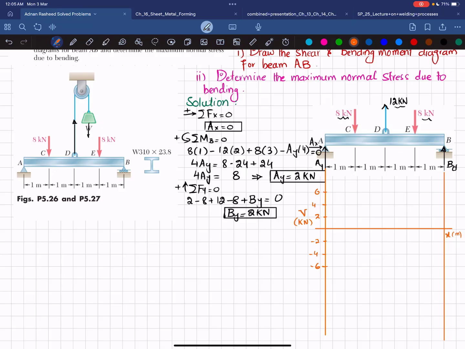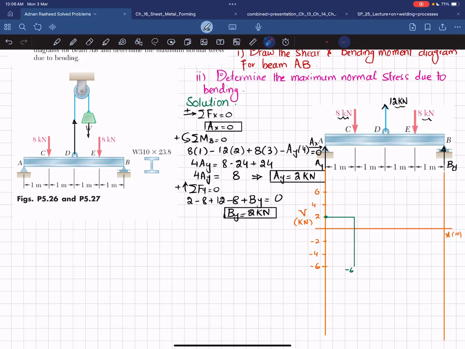Okay, starting from point A, you can see at A we have Ay, which is 2 kilonewton. So I will draw 2 kilonewton. So this will be your first point. Now moving from A to C, there is no other force, so it will remain horizontal till point C. So I will make it horizontal till point C. Let this be your point C. Okay, now you can see at point C we have minus 8 kilonewton. So 2 minus 8 will give you minus 6. So shear force will change from 2 to minus 6. So I will draw a vertical line from this. So this is minus 6.